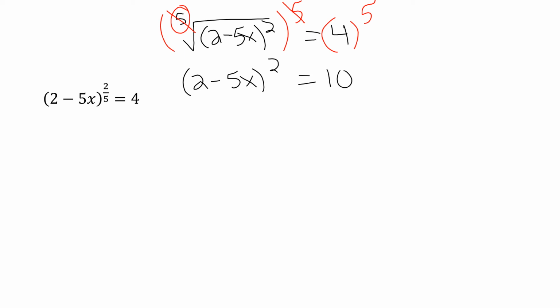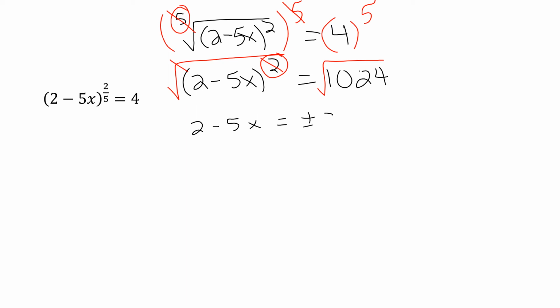1024. The next thing I see over here on the left is that exponent. This is squared. To get rid of a square, you use a square root. So if you square a square root, it cancels out, which leaves us with 2 minus 5x equals the square root of 1024. So the square root of 1024 could be positive or negative 32. 32 squared is 1024, but negative 32 squared is also 1024. So it could be either one.